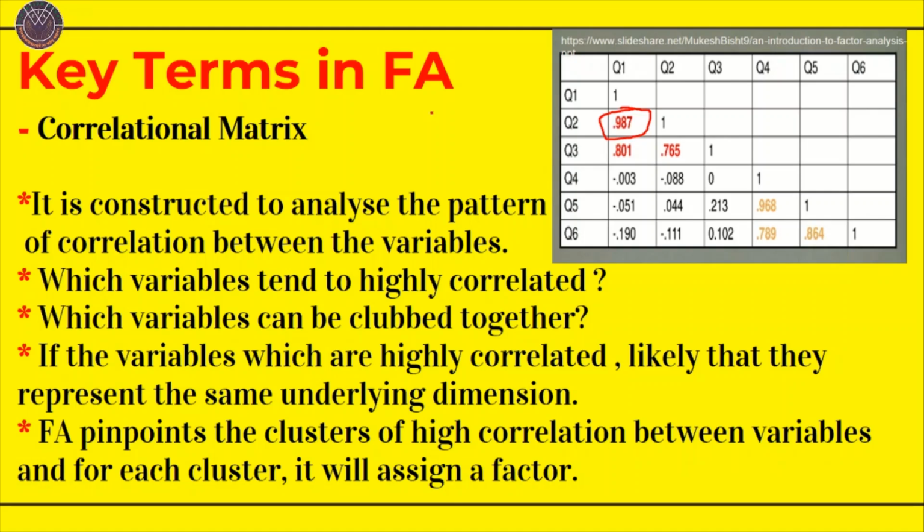Factor analysis pinpoints the clusters of high correlation between variables, and for each cluster it will assign a factor. So there will be different factors, because we are extracting several factors for factor analysis. In that correlation matrix, it will try to see the different clusters of correlations, different groups of correlation, and for those particular clusters, the variables which are responsible can be clubbed and a factor can be generated. So this is the correlation matrix.